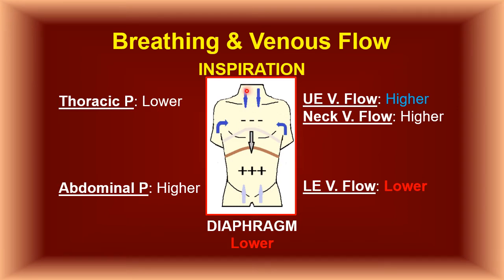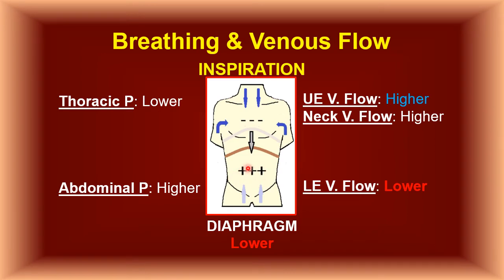Because of this negative pressure, the thoracic pressure is lower. It allows more blood from the head and neck and from the upper extremities to get into the thoracic cavity. So the upper extremity venous flow and the neck venous flow are higher. Now, what happens in the abdominal cavity? In the abdominal cavity, we have increased pressure. Why? Because the diaphragm, as we mentioned, is going down, pressing over the abdominal cavity. It creates a positive pressure.